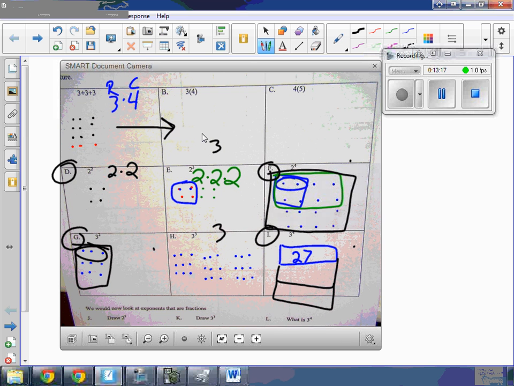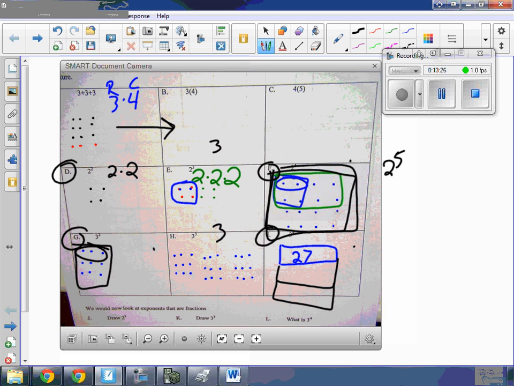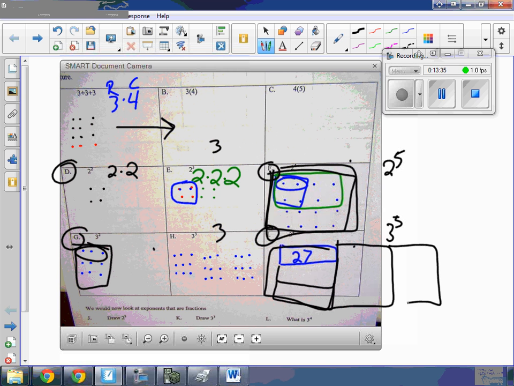So is 2 to the 5th, is that going to be a rectangle or a square? A rectangle, and it's going to have 2 of these. Is 3 to the 5th going to be a rectangle or a square? Rectangle. We're going to take all 81 dots and we're going to make another rectangle. What would 3 to the 6th look like? A square. We take 3 of these, one on top of another.